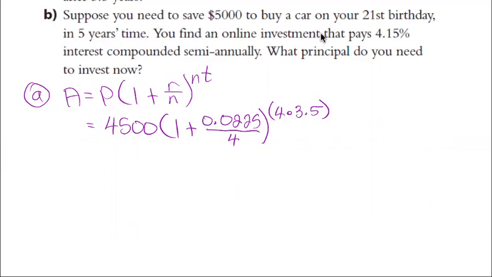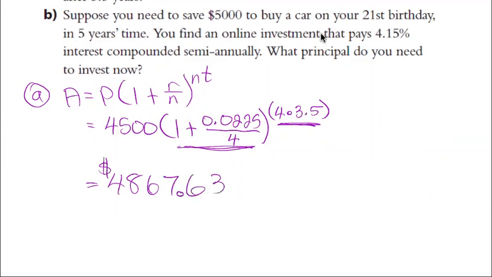Otherwise, do some individual steps, do this math, get some numbers, raise it to the power and multiply, but you should get $4,867.63. And oops, one line and a dollar sign.